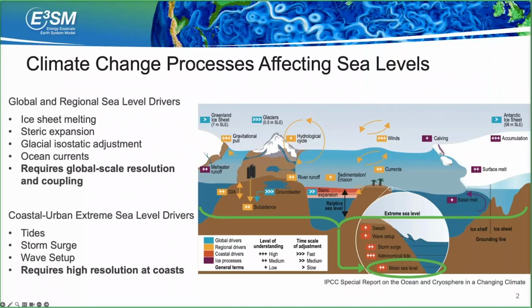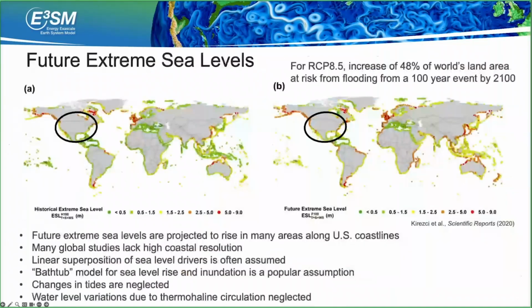And of course, there are many studies showing that extreme sea levels in the future are going to pose a greater threat to coastal communities. This one in particular shows that the 100-year water level in coastal communities across the globe is projected to increase. And there will be an increase of 48% in the world's land area that's exposed to a risk of coastal flooding from a 1 in 100-year event by the end of the century. And this also greatly affects the U.S. coastlines, as we can see here.